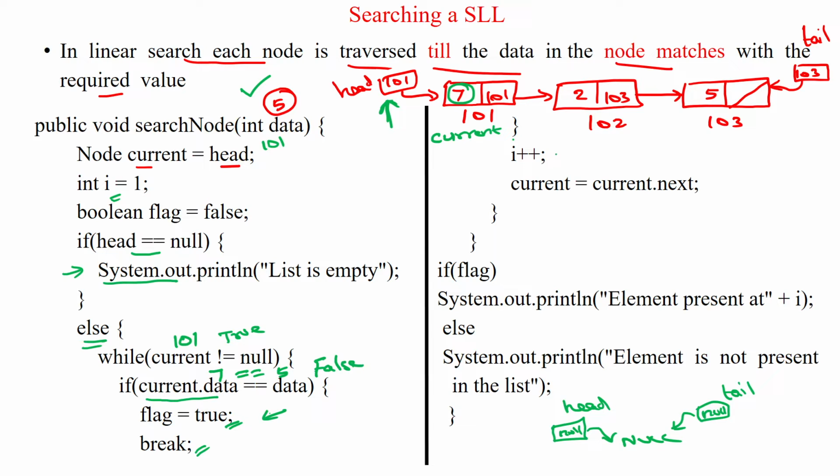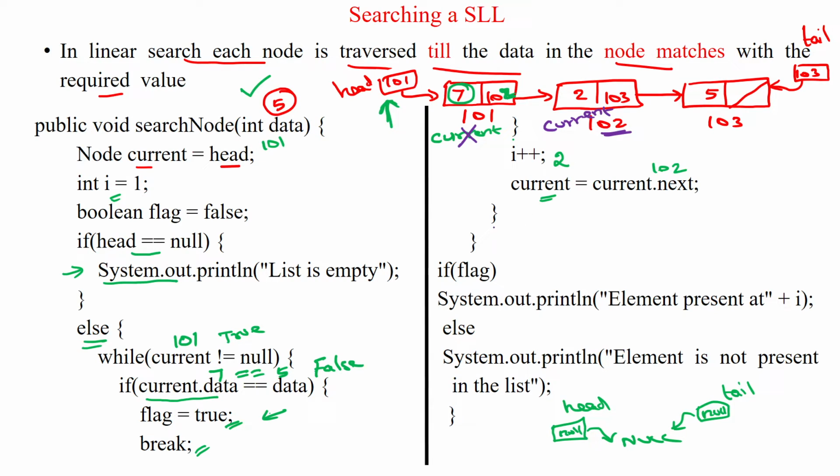The I is incrementing now. So I is 2. Then current dot next. What is the current dot next? Current is 101, right? So here current dot next is 102. So 102 will become the current node. 102 is the second node. Look at here, the 102 is the second node. So now the current is updated with value 102.